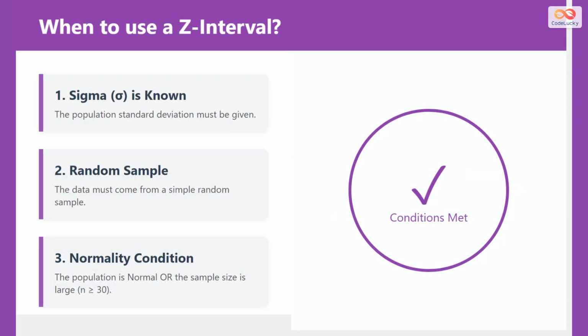Before using this specific formula, 3 conditions must be met. First, and most importantly, the population standard deviation, sigma, must be known. Second, our data must come from a simple random sample. Third, the population should be normally distributed, or our sample size should be 30 or larger to satisfy the central limit theorem.